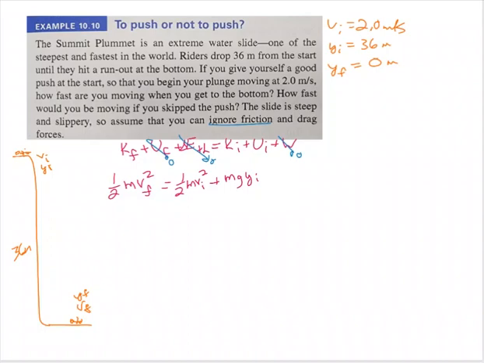How fast are you moving when you get to the bottom? We're looking for V final there. How fast would you be moving if you skip the push? That's part B, a different equation. V final, but K initial would be gone. So this is part A that we're doing right now.